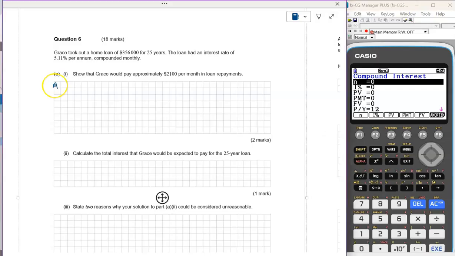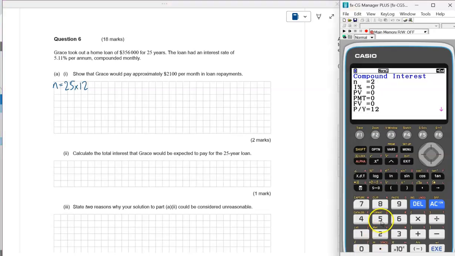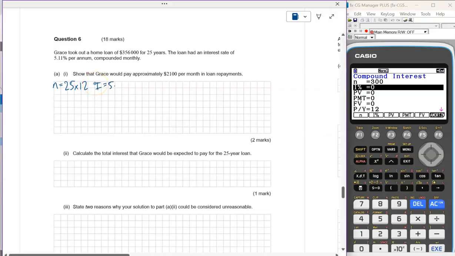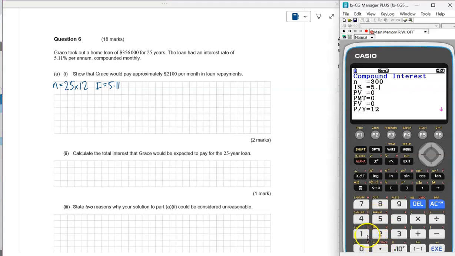So for N, remember, is the number of periods of the loan. So the loan is 25 years and Grace is making monthly repayments. So N is equal to 25 times 12 or 300. I is equal to 5.11%. Now, no need to change that to a decimal when you're using a graphics calculator, so just type it in as it is.